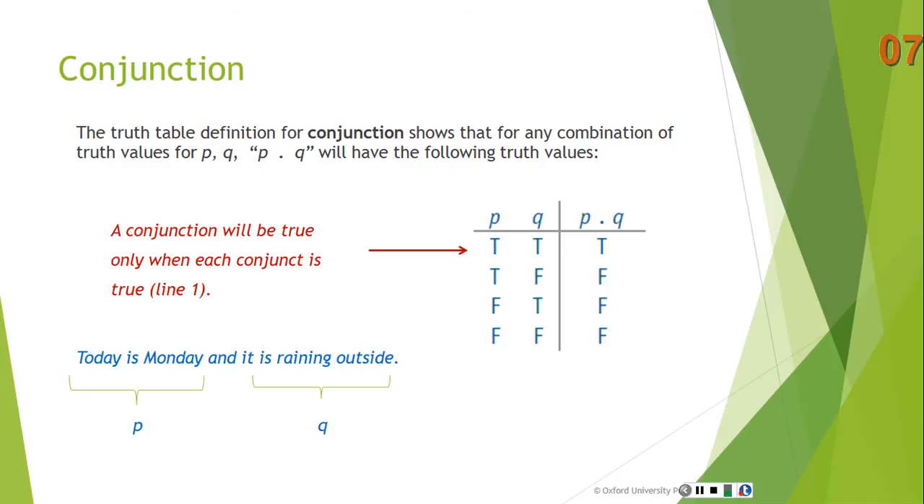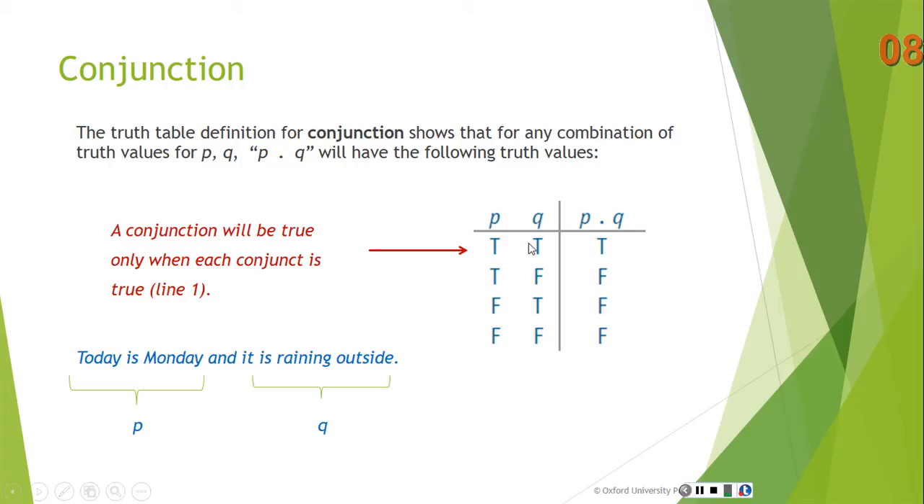Now here's the truth table for conjunction. We've seen the truth table for negation. The truth table definition for conjunction shows that for any combination of truth values for P, Q, P dot Q will have the following truth values.